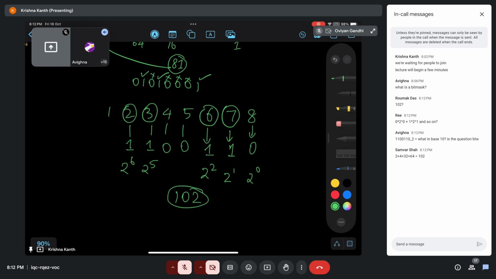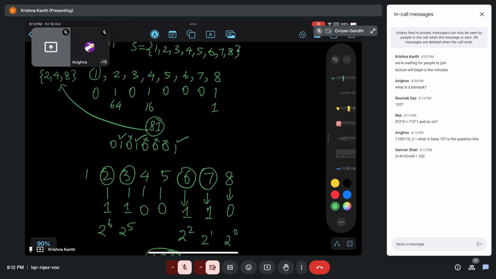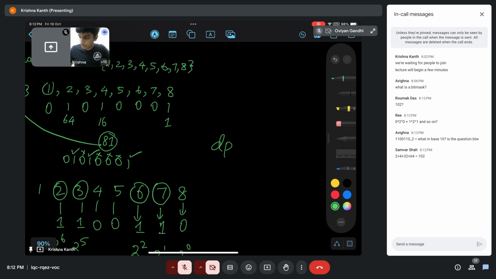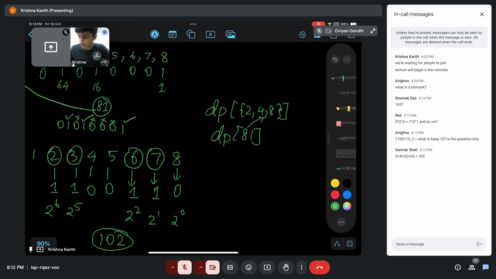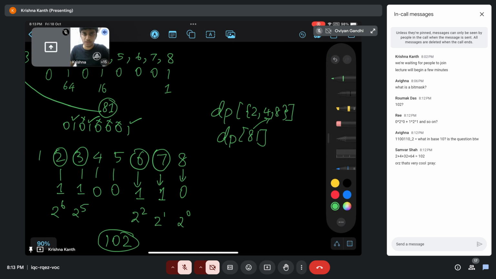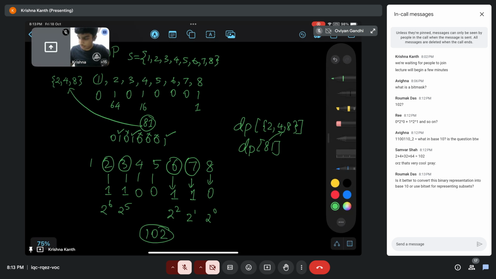Okay, so this is a convenient way of representing subsets instead of actually writing something like dp of 2 comma 4 comma 8. I mean, this is very inconvenient and also slow. So we would just write dp of 81, because 81 essentially means the same thing, and it's a much nicer way of representing it. We can also do bitwise operations on it to set bits and unset bits. So it's just a very convenient way of representing subsets. That's what I was explaining so far. Is that clear?